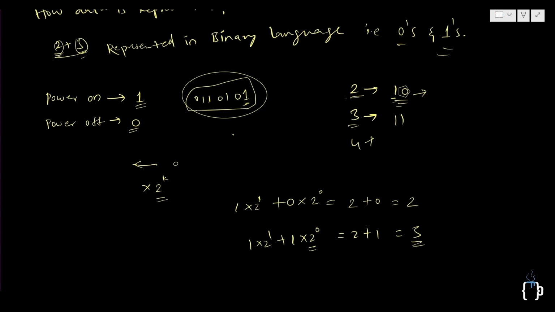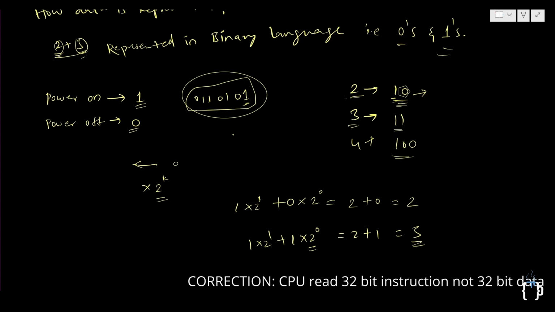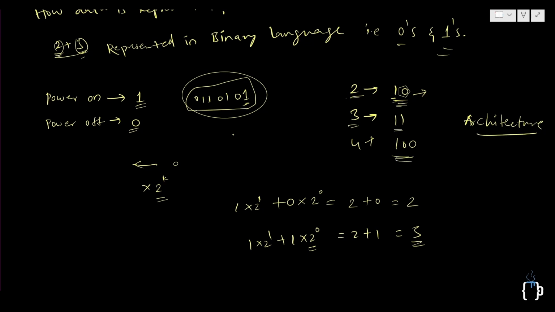How is 4 represented? 1 0 0. Here for 2 we took 2 bits, but why 3 bits here? This depends on the architecture of the system. The number of bits we take depends on the architecture of the system. You might know 64-bit architecture, 64-bit operating system, or 64-bit CPU. You also have 32-bit architecture, 32-bit CPU, or 32-bit operating system. You might hear these terms, right?